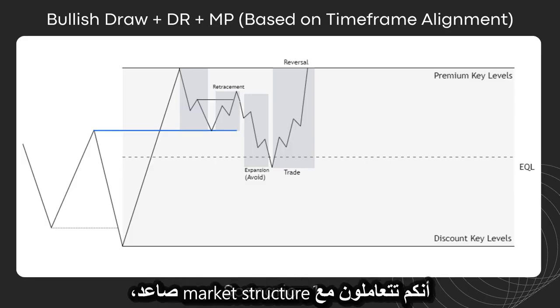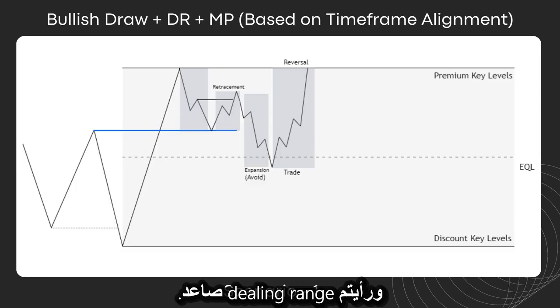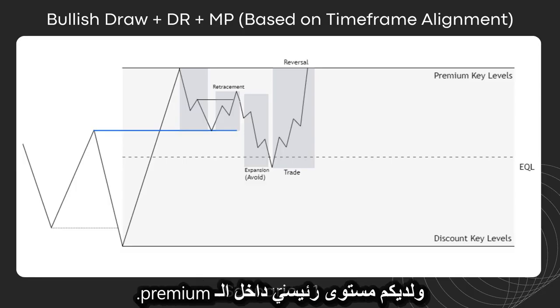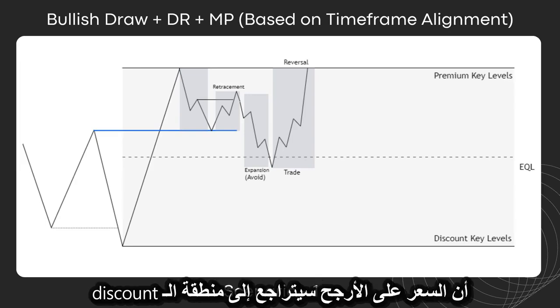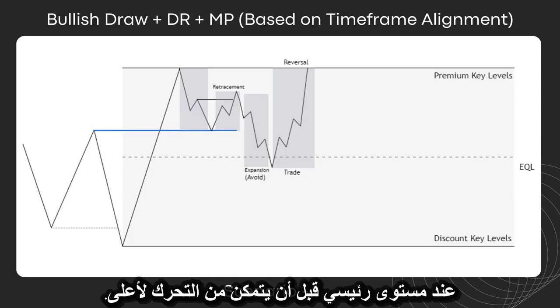So let's say another time you are dealing with a bullish market structure and you've seen a bullish dealing range, and you've got a key level inside the premium. Now you're going to be cautious around that key level because you know that price is most likely going to retrace to a discount key level before it could move higher.